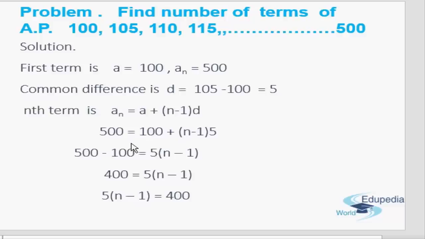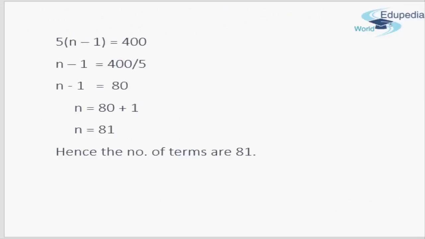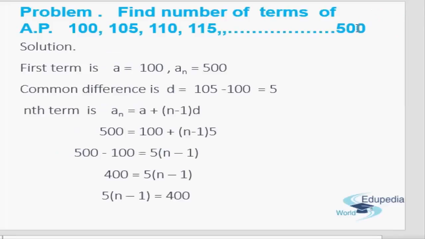This is going to be our equation, and we're going to solve this, and we're going to get that it is actually the 81st term that would give us 500 in this arithmetic progression. So the 5th term is going to be 120, of course, and if we go on like this, adding 5 to each of the terms, we're going to get 500 in the end.